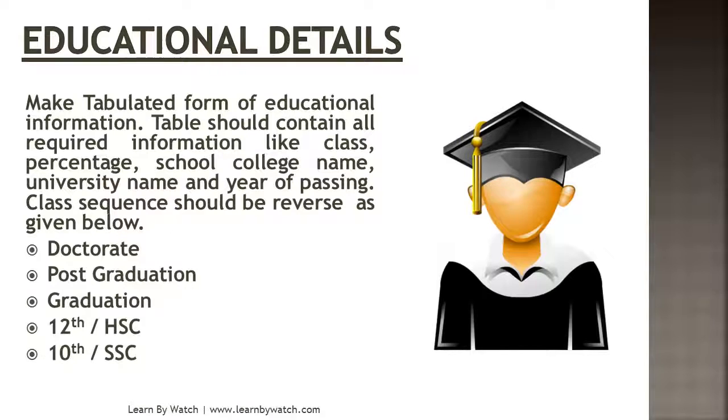Doctorate is the highest qualification, then comes post graduation, then graduation. So whatever education you have, write it in reverse order and make proper rows and columns in the table. A column should contain your school or college name, your year of passing, your class percentage, and rows should contain your education classes in reverse order. In this way try to write your educational details properly in a tabulated format.